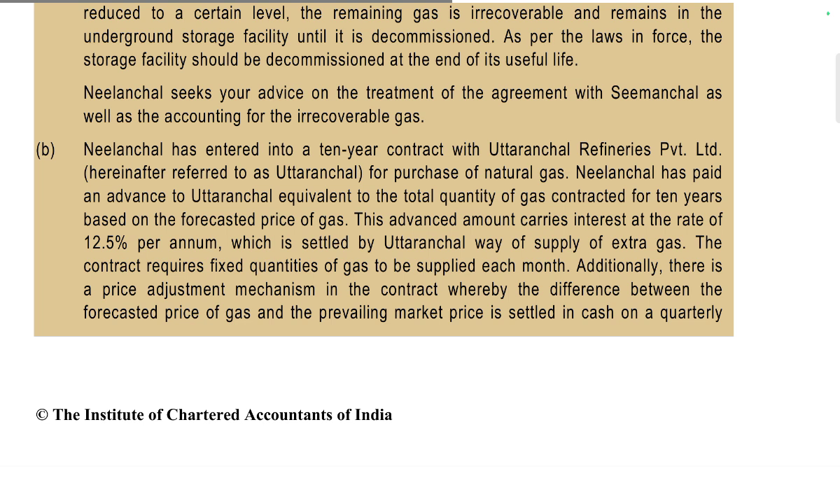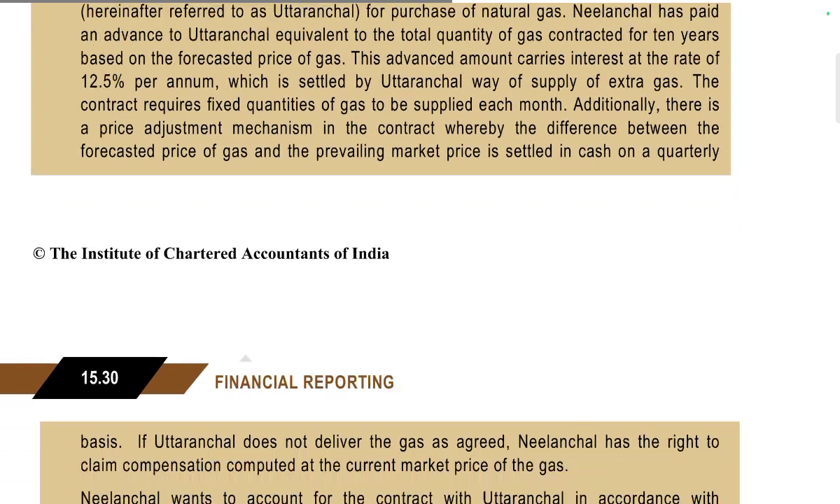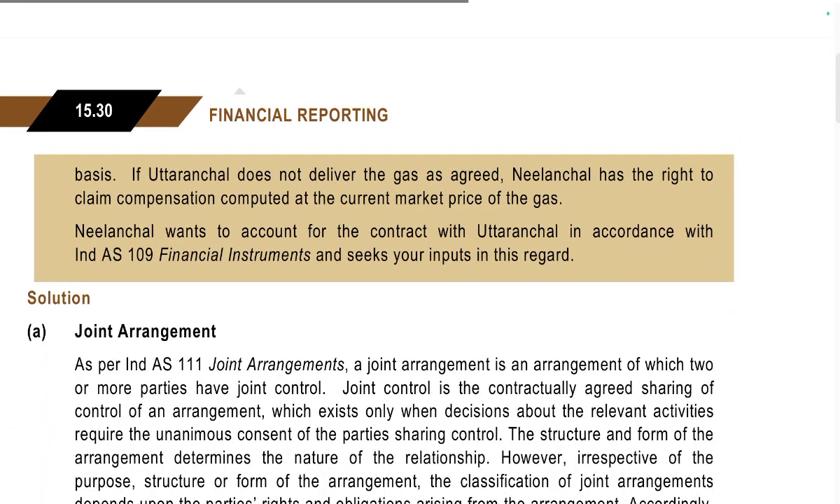The advance amount carries interest at the rate of 12.5% per annum, which is settled by Uttarakhand by way of supply of extra gas. The contract requires a fixed quantity of gas to be supplied each month. In addition, there is a price adjustment mechanism: the difference between the forecast price of gas and the prevailing market price is settled on a cash basis. If Uttarakhand has not delivered the gas as agreed, Neelachal has a right to claim compensation computed on the current market price of the gas.